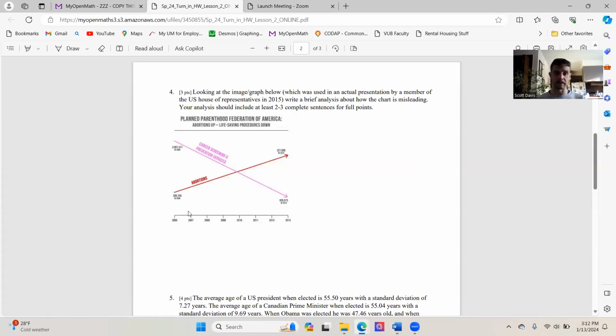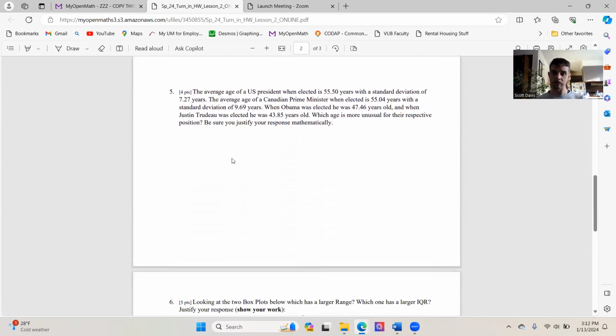So how is this graph misleading? Look carefully at numbers, look for things that we've talked about needing, scaling, axes, data points, etc., and write a couple sentences about how this graph falls short.